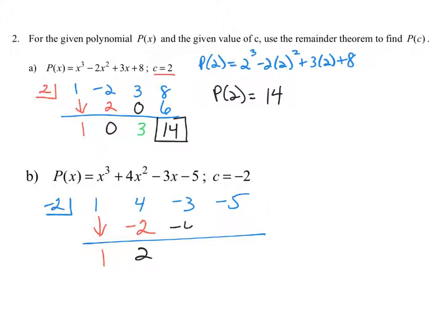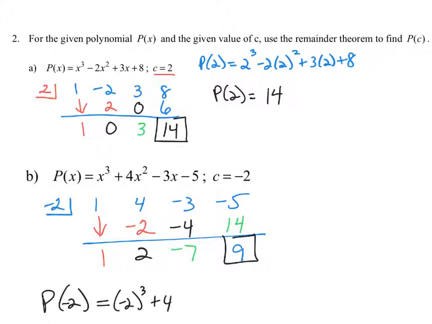2 times -2 is -4. Add those together to get -7. -7 times -2 is 14. And we add those together to get 9. So that remainder value is the same thing as if you were to plug -2 into that original polynomial. You get -2 to the third plus 4 times -2 squared minus 3 times -2 minus 5. That is going to equal 9.